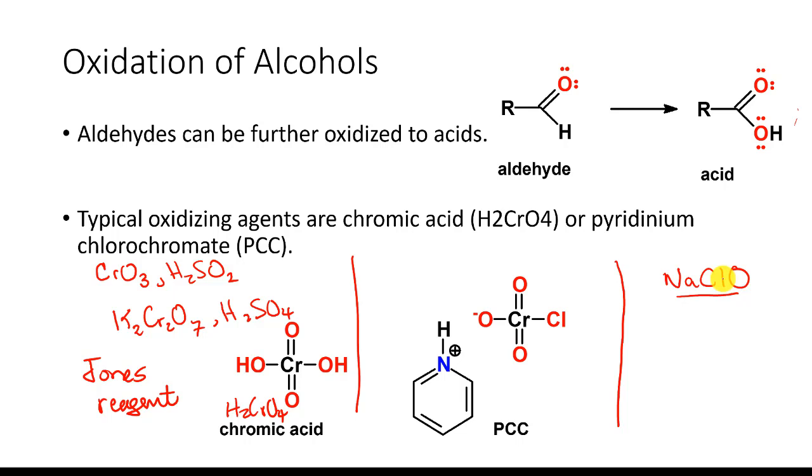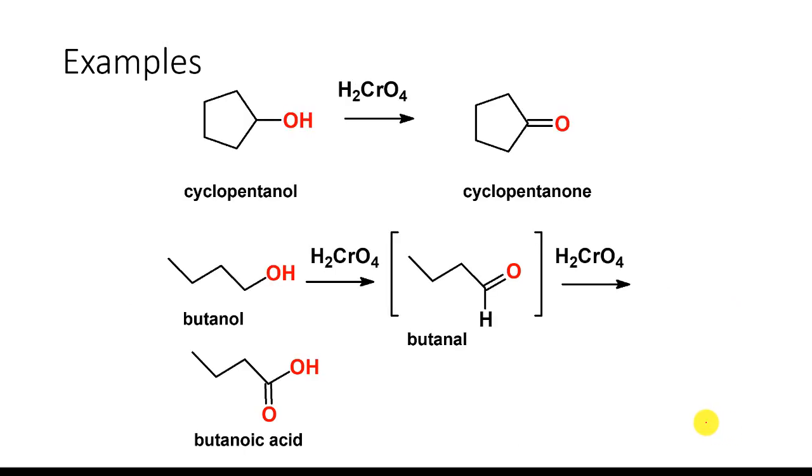Now, let me give you some example reactions. A secondary alcohol with either chromic acid or PCC or bleach will produce cyclopentanone. But if you take a primary alcohol and you use chromic acid, the first thing it'll do is convert it into the aldehyde, but this reaction is so fast and so efficient that eventually it just converts it all over to the carboxylic acid. So really there's no way to stop this in the middle. It just goes directly to the carboxylic acid.